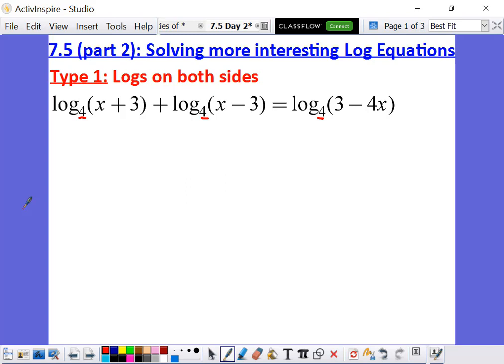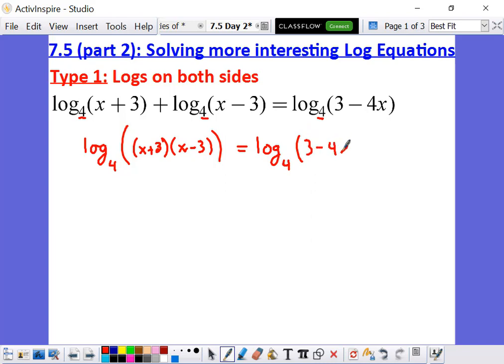So what we've already learned in 7.5 is when you have two logs that are separated by an addition sign, we can combine those two logs using the product property. We can rewrite that as one log base 4 of x plus 3 times x minus 3. Those are ugly 3s, let me clean that up for you. So log base 4 of x plus 3 times x minus 3. And then let's leave the right-hand side alone: log base 4 of 3 minus 4x.